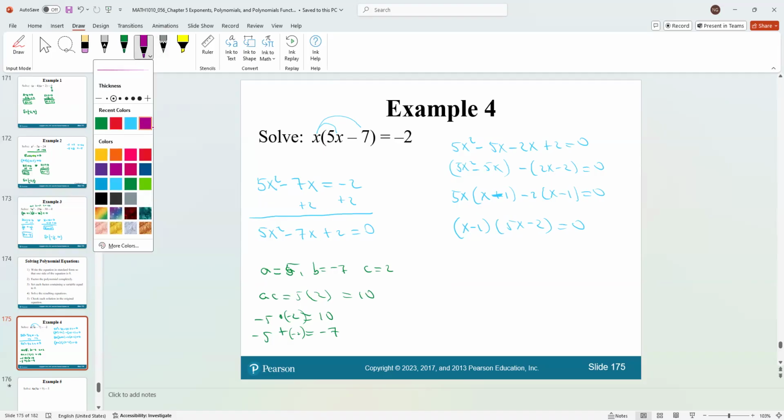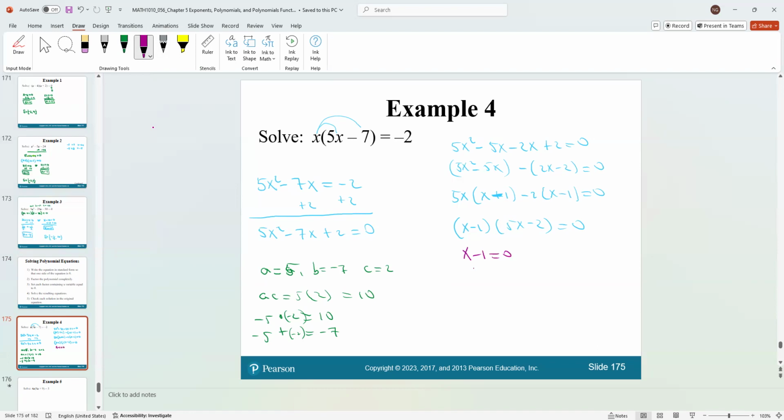Let's set the first parenthesis equal to 0, add 1 to both sides. X would be equal to 1. Or 5x minus 2 equal to 0. If we add 2 to both sides, 5x would be equal to 2. Divide by 5 on both sides, x would be 2/5. Those are the answers, not the solutions.